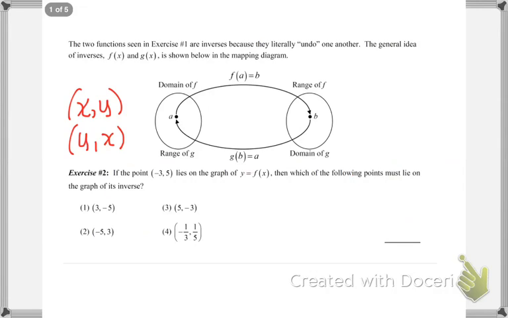So if the point -3, 5 is on your original function, when you do the inverse, we interchange domain and range, interchange our x and y values. It becomes 5, -3. So it's choice 3.